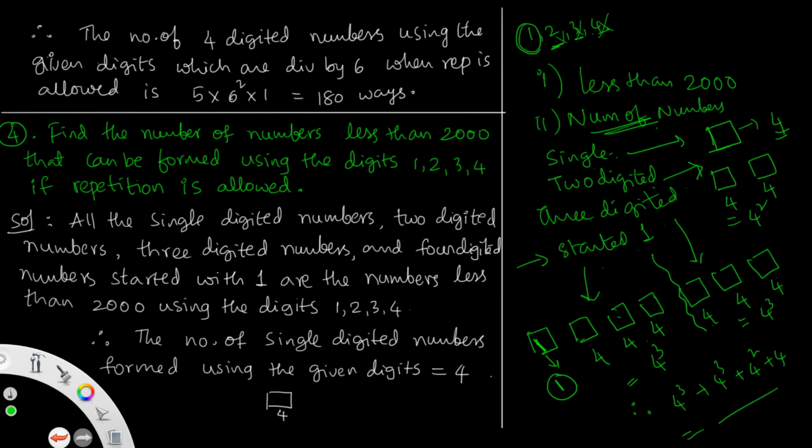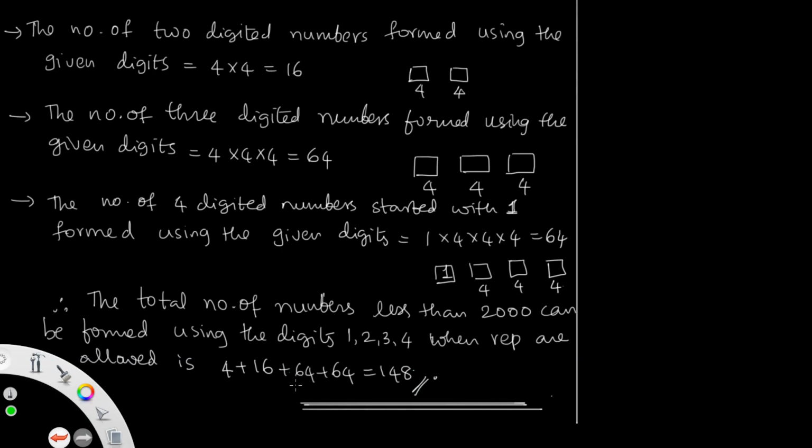So the answer is 4 plus 16 plus 64 plus 64. The first value is the first box, a single digit, which can be filled in 4 ways. The double digit is filled in 4 into 4 ways, that is 4 square. And the 3-digit number, each box can be done in 4 ways, that is 4 into 4 into 4, that is 4 cube ways.